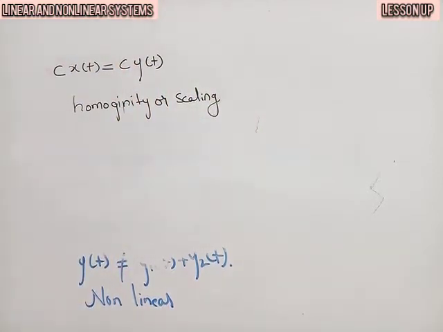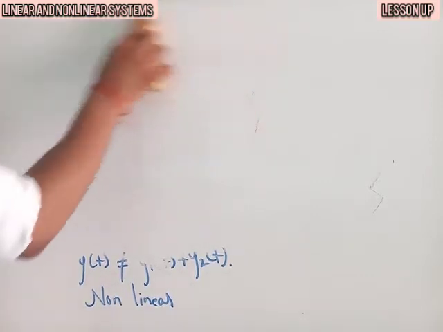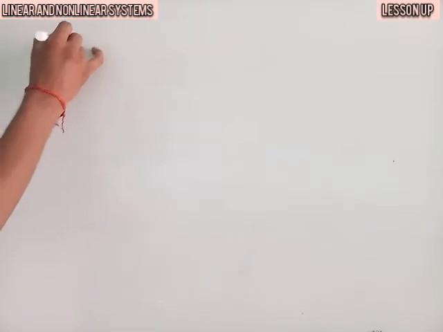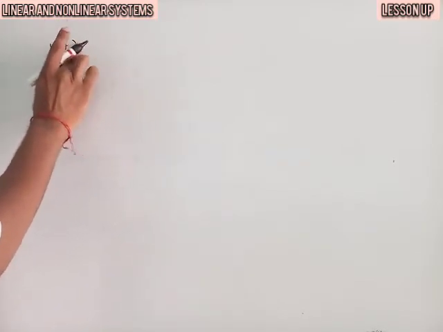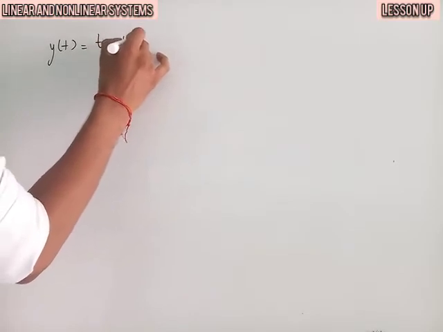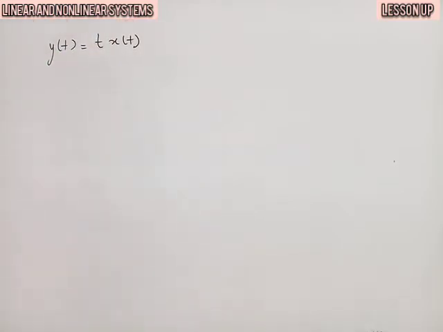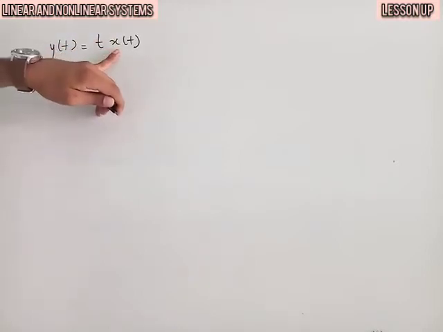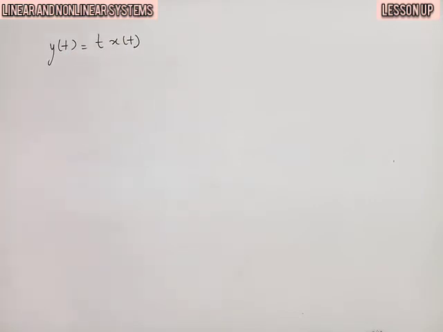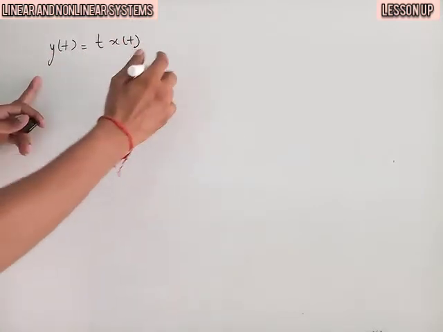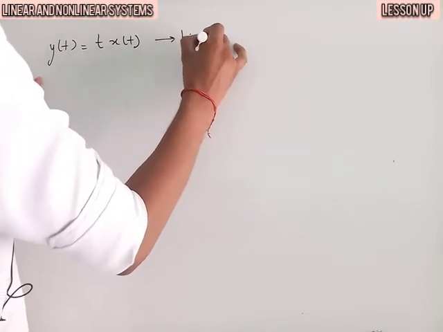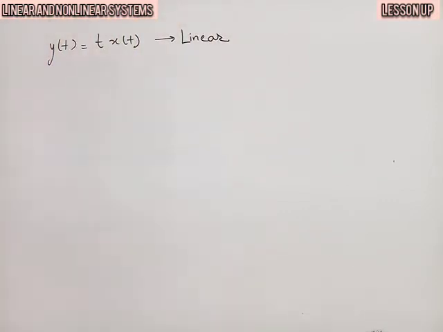We will see some quick examples for linear and non-linear systems. First, y of t is equal to t x of t. I am writing the relationship between output and input. Y of t is output, x of t is input. So, y of t is equal to t into x of t. This is linear, okay, because scaling does not affect linearity.